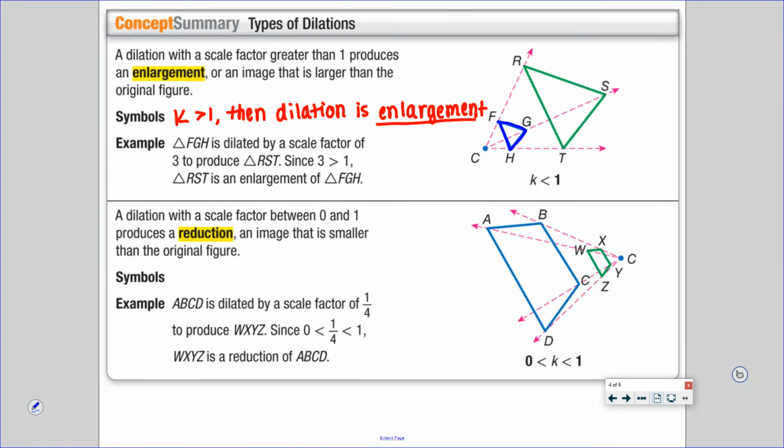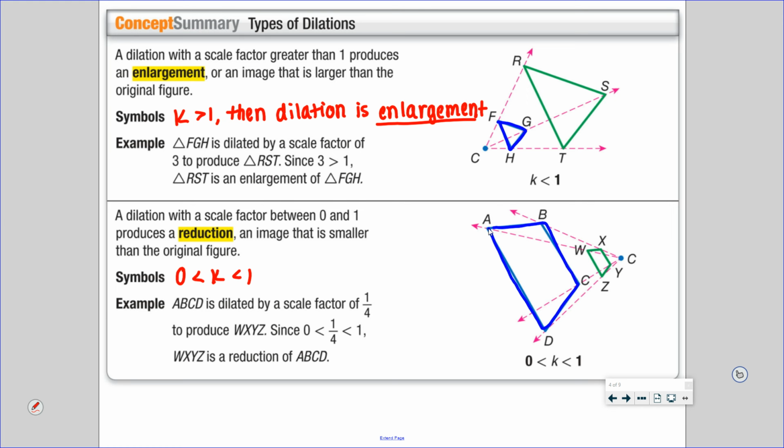Going the other way, if I shrunk each side by half or times everything by half, let's look at this trapezoid. So if I took all those lengths, times them all by half, it's going to make it smaller. Yep, so then if the scale factor is less than 1, but the scale factor still has to be positive. So how we say that in math is that it has to be greater than 0. That means positive, but still less than 1. So all those numbers in between 0 and 1, like 1/4, 1/2, 3/10.